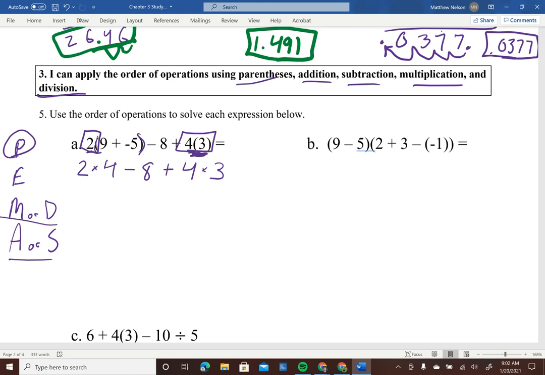So we have 2. So we're done with parentheses. We're looking for exponents. Do we see any exponents? I do not see any. So now we're moving on to multiplication or division. I do see multiplication here, and I see multiplication here.